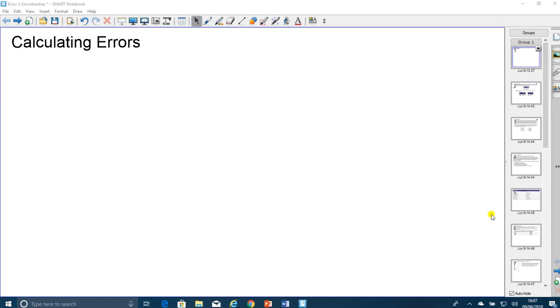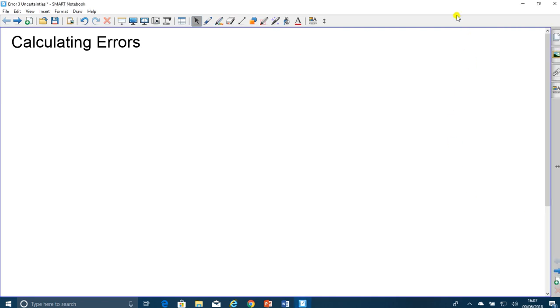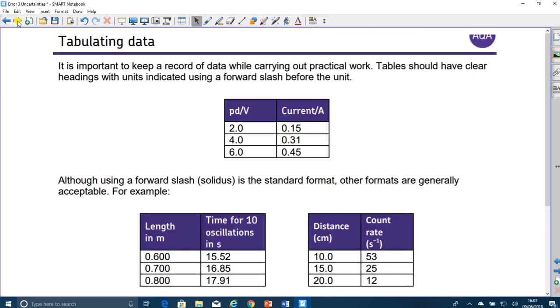Okay, I just want to go over calculating errors with you to make sure that you're confident when you're calculating errors in your exams. So before we do that, I just want to quickly look at tabulating data.